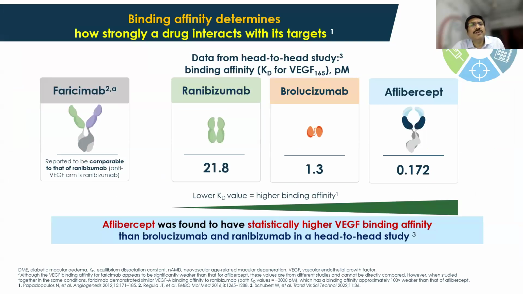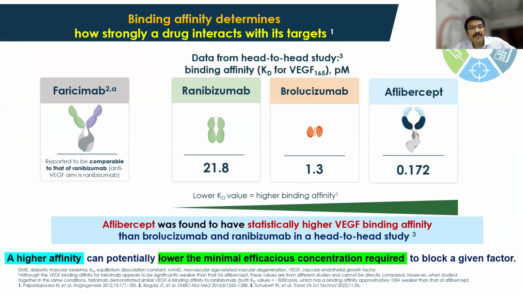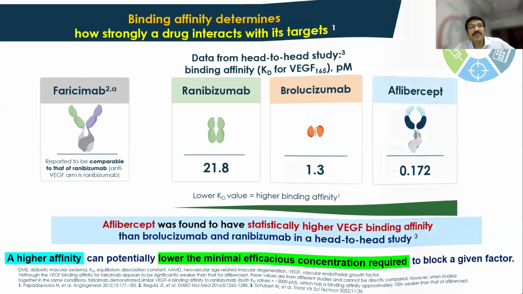Binding affinity determines how strongly a drug interacts with its targets. And you can see aflibercept was found to have statistically higher VEGF binding affinity than brolucizumab and ranibizumab in a head-to-head study. A higher binding affinity can potentially lower the minimal efficacious concentration required to block a given factor.